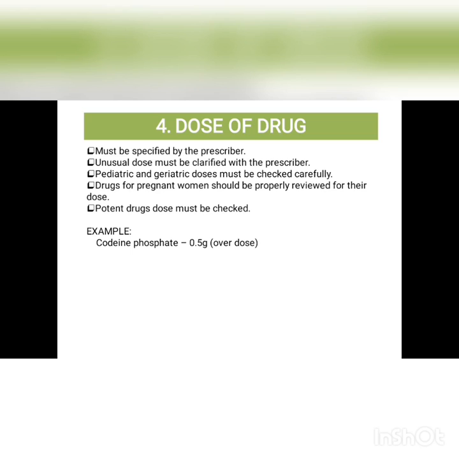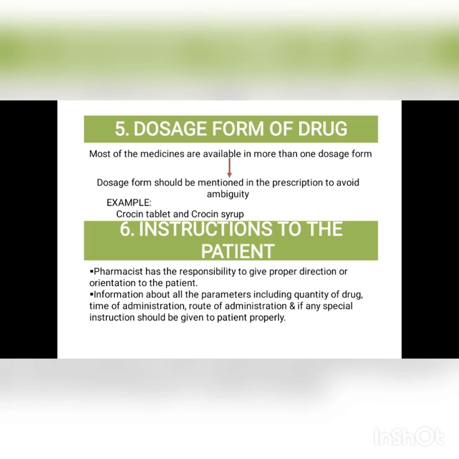And also in case of potent drugs, which are drugs that provide a larger or higher response at a lower concentration, pharmacists should be careful about the dose. For example, codeine phosphate 0.5 gram. All of the potent drugs are given only at milligram level, so this is an overdose. Okay. Then next we have to discuss the dosage form of the drug.